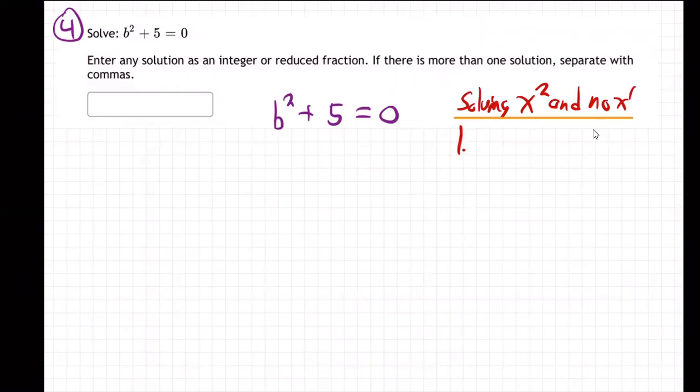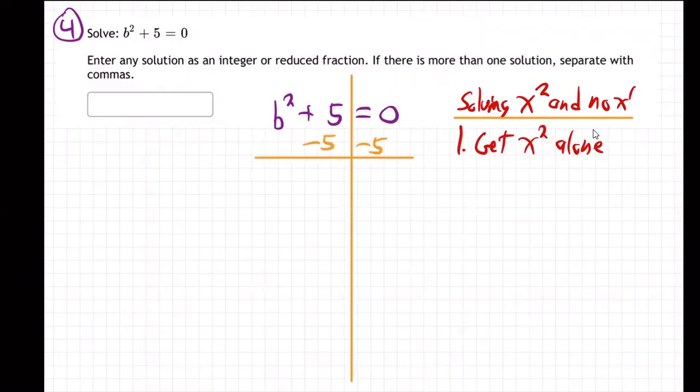So what do we do? Well, step number 1, get the x squared alone. We have a wall of separation here, and we have to get x squared alone. So we're going to subtract 5 from both sides. Boom, boom. And this is b squared equals -5, right? 0 minus 5 is -5. So we've got the b squared, or x squared or whatever, alone.